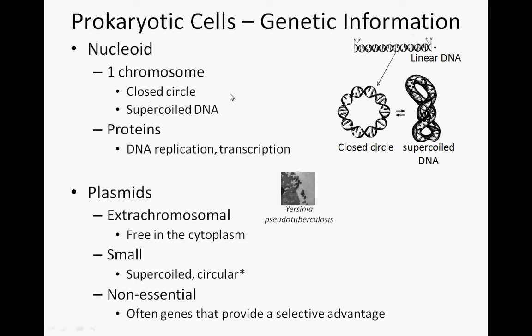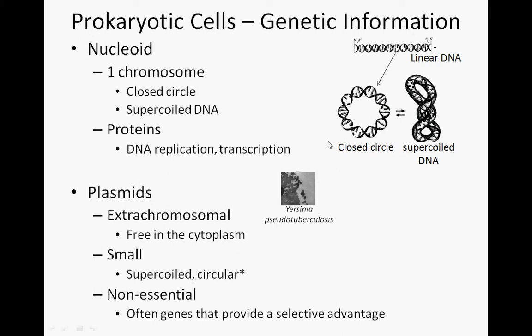These chromosomes are closed circles, meaning there are no ends to these chromosomes. There are no telomeres on these chromosomes. They don't have a beginning, they don't have an end. They do have a place where they start replicating, called the origin of replication, but they do not have defined poles to them.